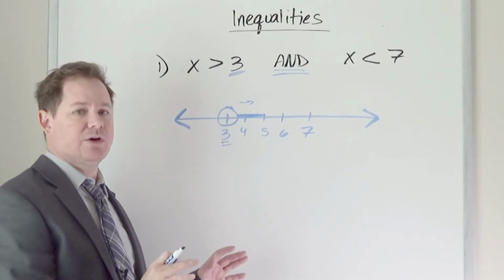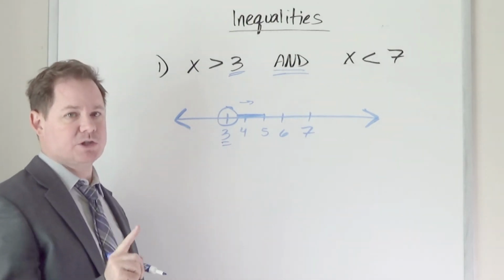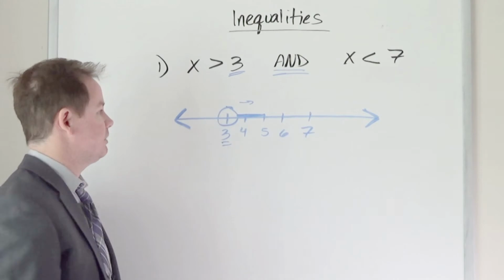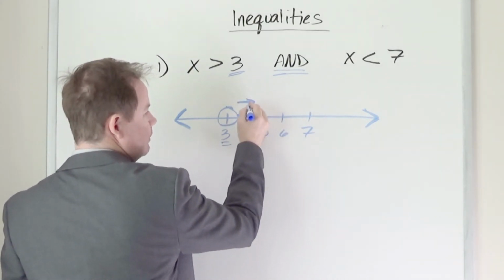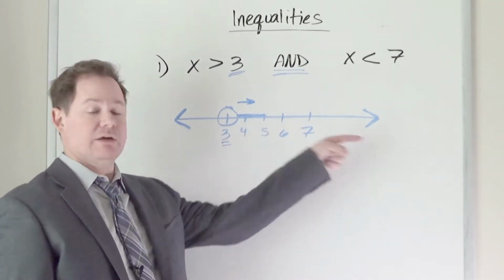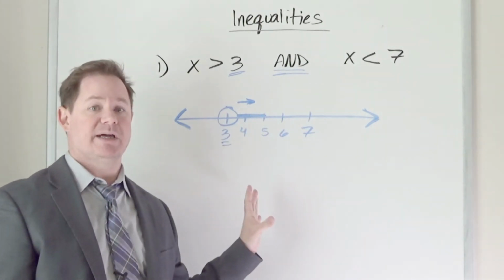Now I'm pausing there. I don't want to fill in everything because I'm going to show you how the "and" part of it works. But for right now, I'm just going to symbolize that's the start of it, and I'm just going to show this arrow to the right, letting us know that we would be filling in everything to the right for just that inequality by itself.